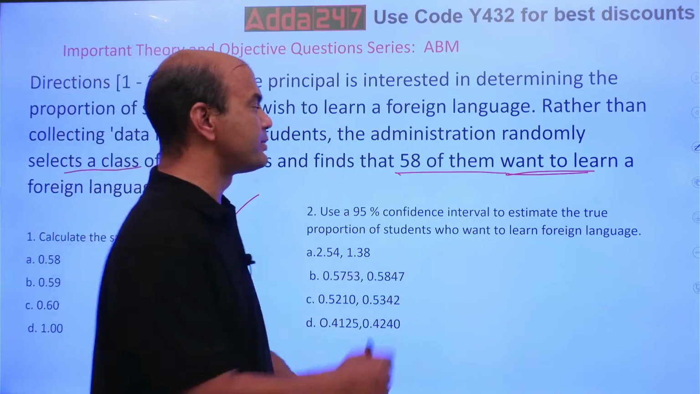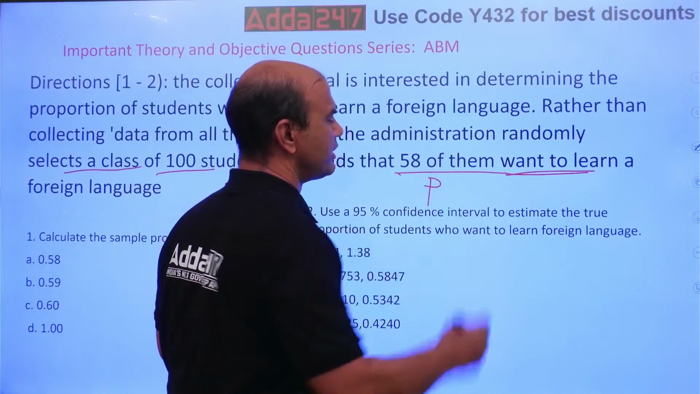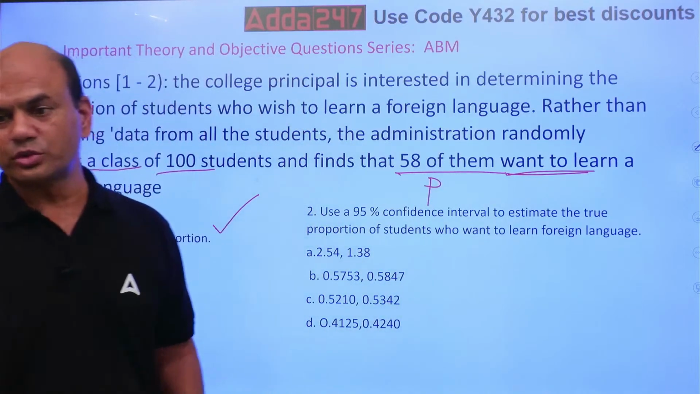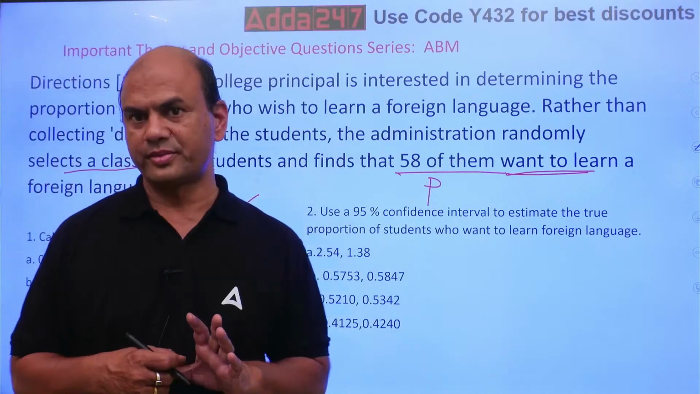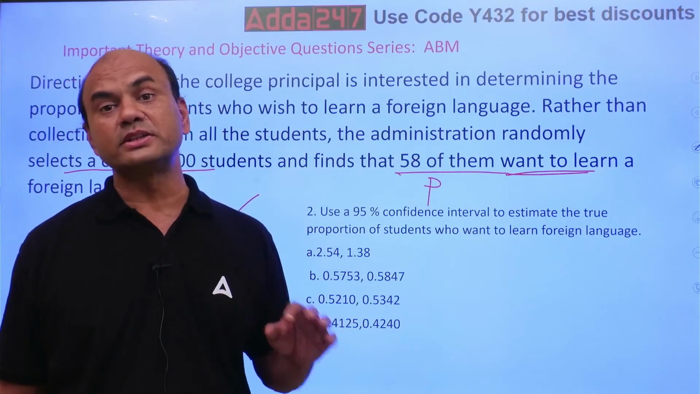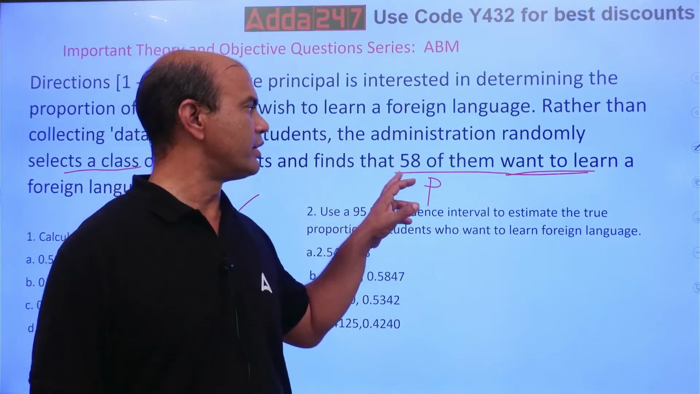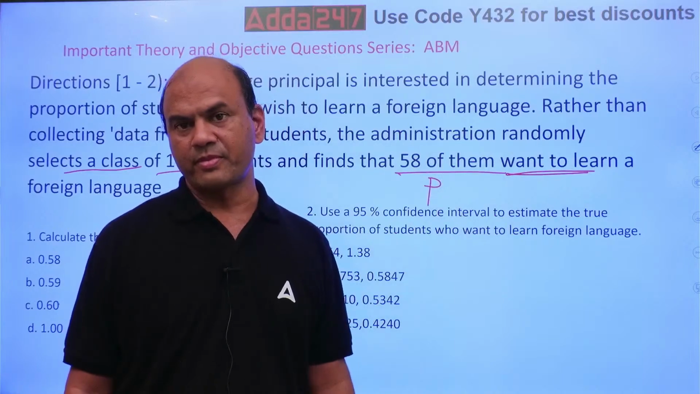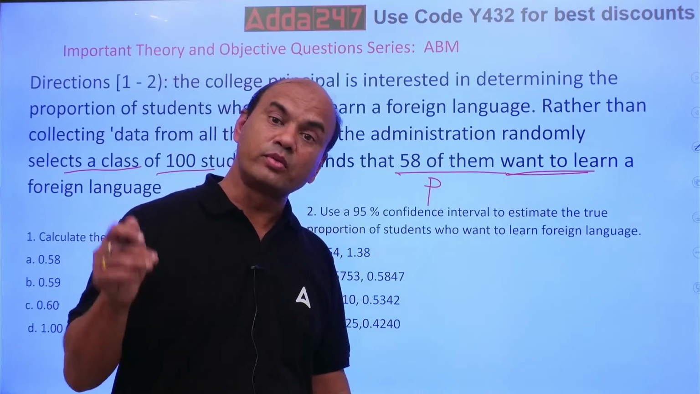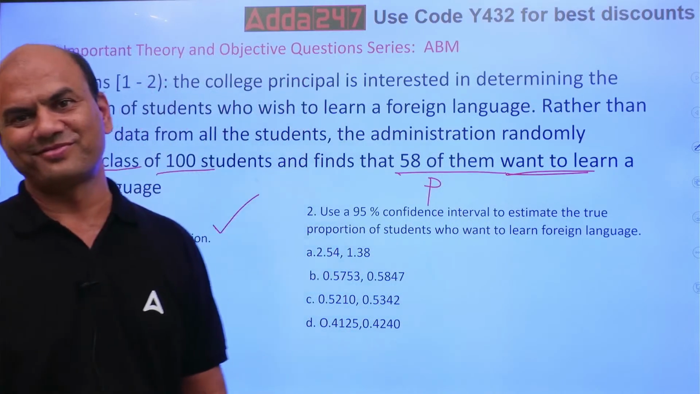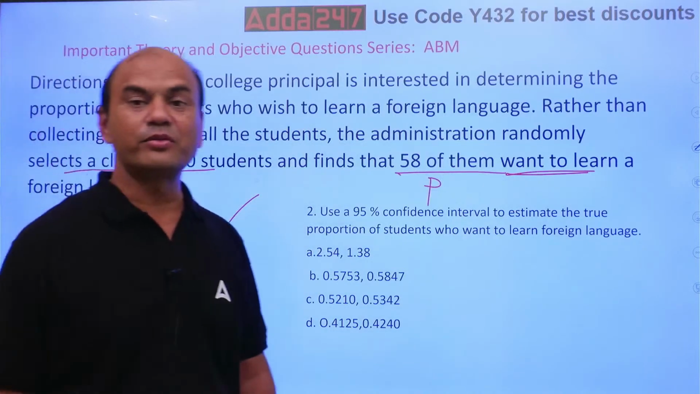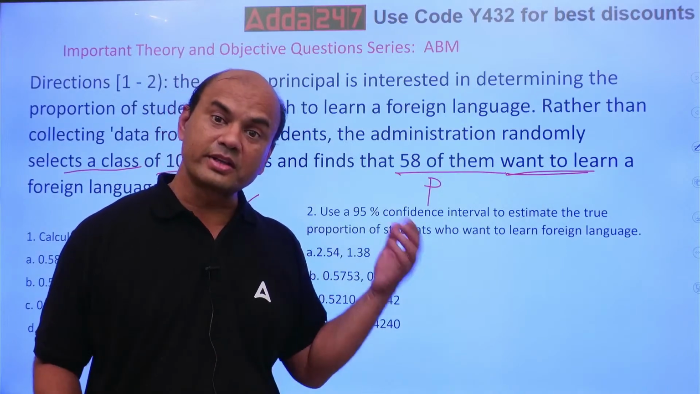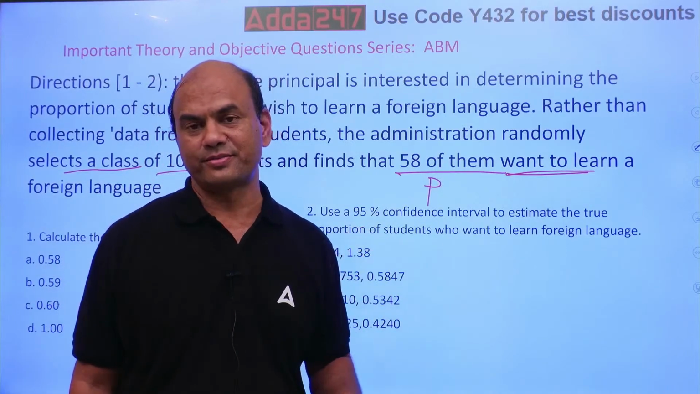So success is known as P. This is who wants to learn. So P equals who wants to learn. Now, if they had asked you who doesn't want to learn, if the question would have been 58 of them do not want to learn, then the success would have been who do not want to learn. So success doesn't depend on what you think. Passing is success? No. What is required in the question is success.